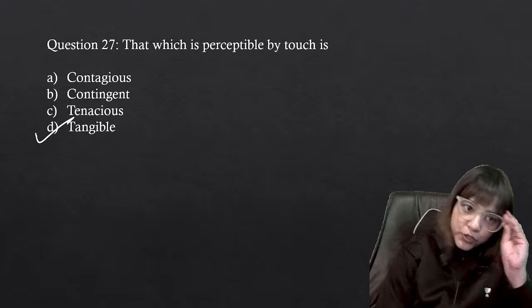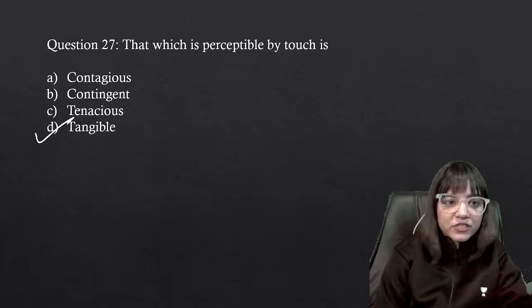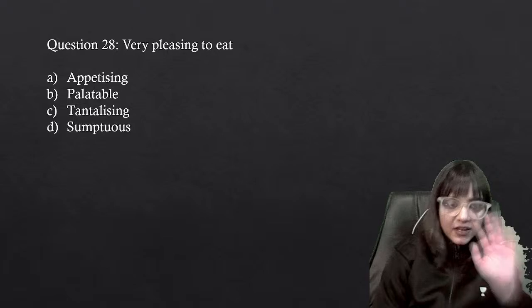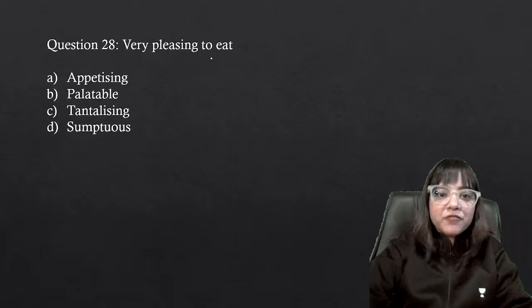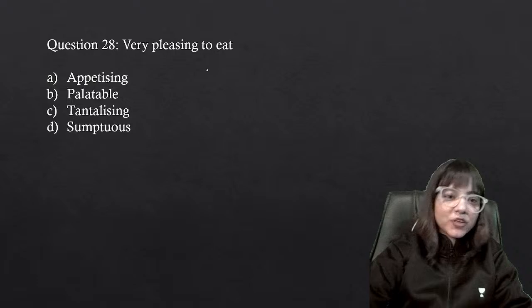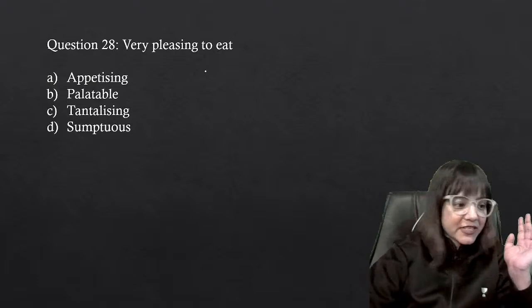There are tangible goods and intangible goods. Tangible goods are goods that you can touch and feel, physically present. Okay, very pleasing to eat. What is it called? Something that is very pleasing to eat.